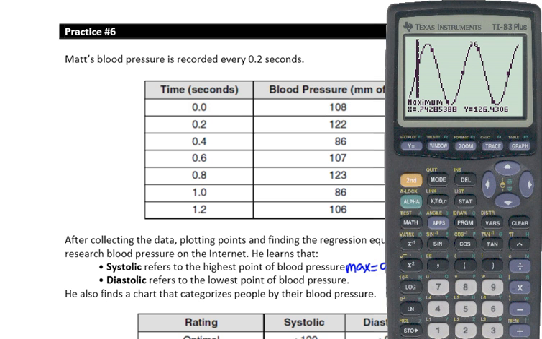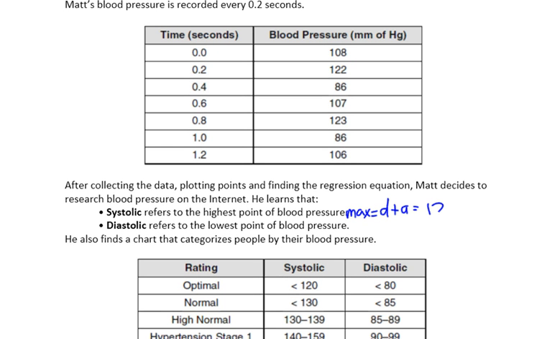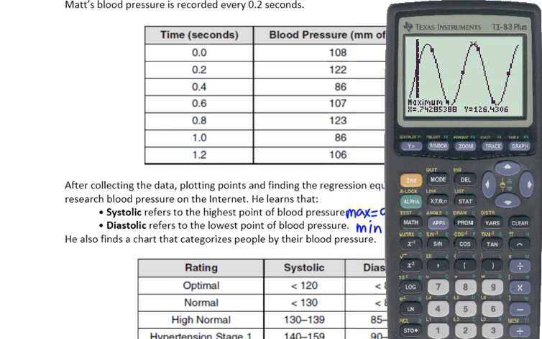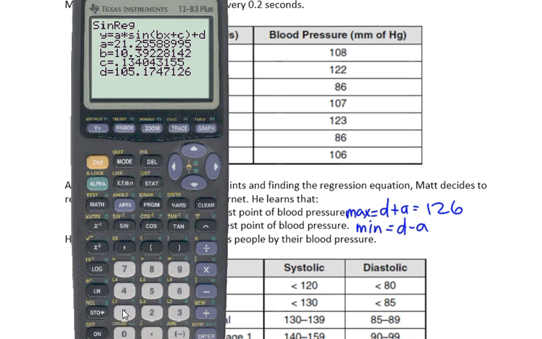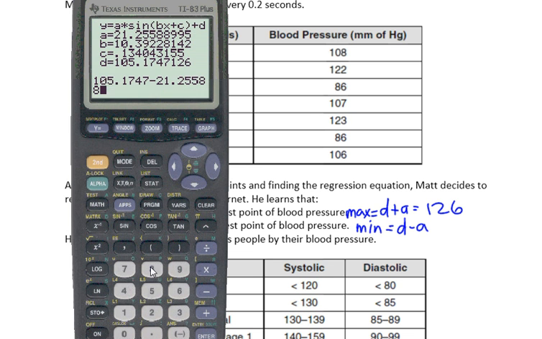Okay, did you get 126? What did you get for the minimum blood pressure? I could do D minus A. So instead of using the graph, you could take your D value, 107.47, subtract your A value. Close enough. So 83.9.